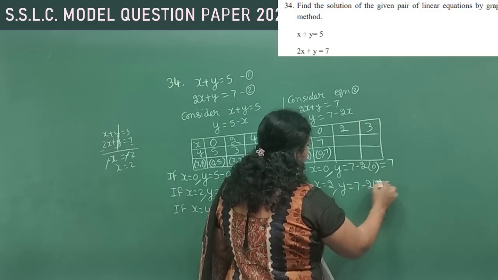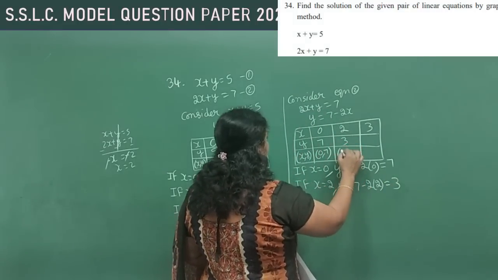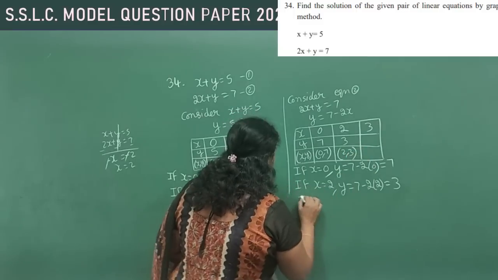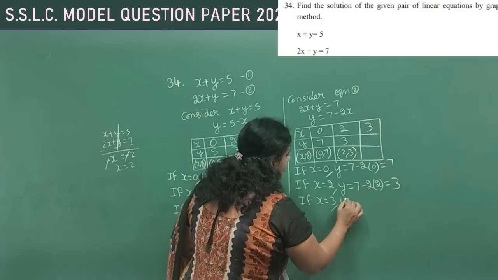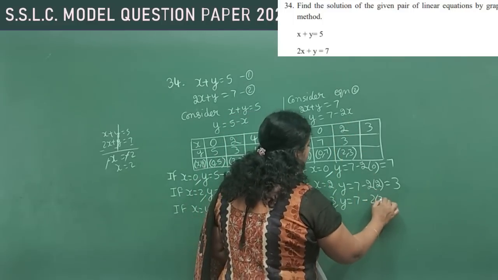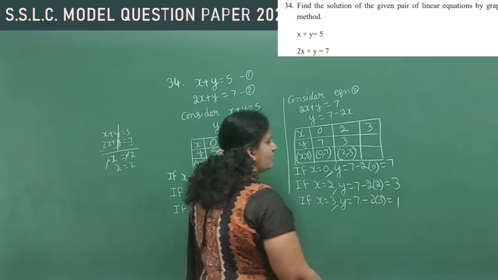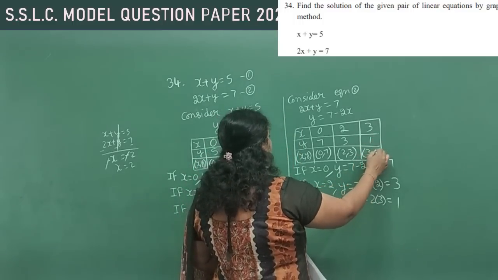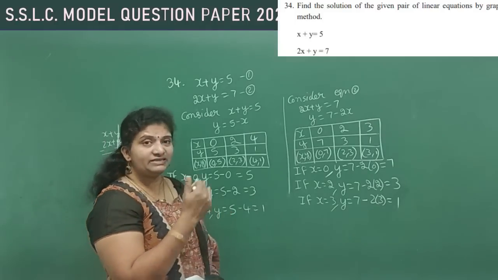And next, if x is equal to 2, y is equal to 7 minus 2 into 2, that is 7 minus 4, it will be 3. So mark here (2, 3). And next, if x is equal to 3, y is equal to 7 minus 2 into 3, 7 minus 6 is 1. (3, 1). Right? So, now next step.